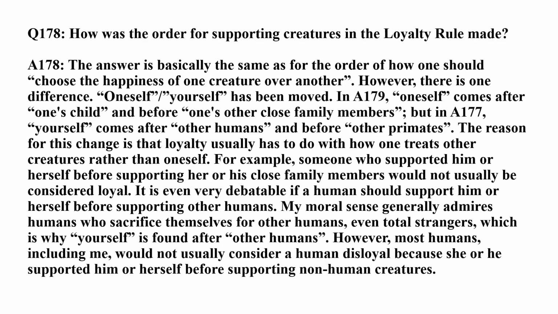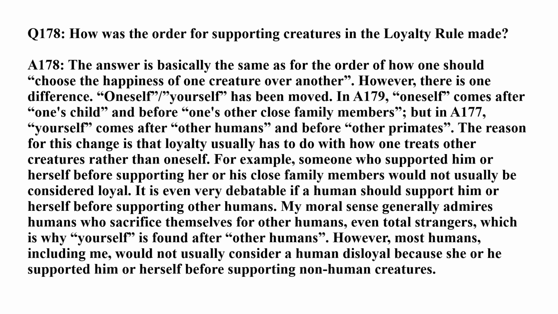Question 178. How was the order for supporting creatures in the loyalty rule made? Answer 178. The answer is basically the same as for the order of how one should choose the happiness of one creature over another. However, there is one difference. Oneself/yourself has been moved. In answer 179, oneself comes after one's child and before one's other close family members. But in answer 177, yourself comes after other humans and before other primates.